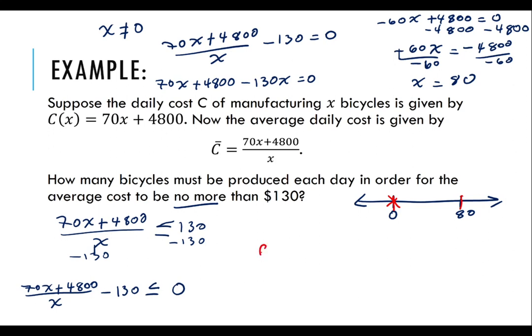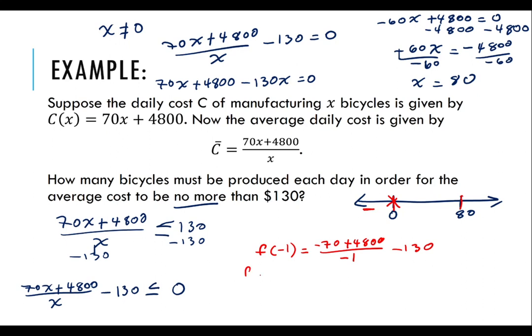How about f of negative 1? That's going to be negative 70 plus 4,800 divided by negative 1 minus 130. Notice that this is going to be a large number. 4,730 divided by negative 1 is really negative 4,730, minus 130, which is negative, which means to the left of 0 is a negative value. Then I need to pick a value to the right of 0 but to the left of 80.